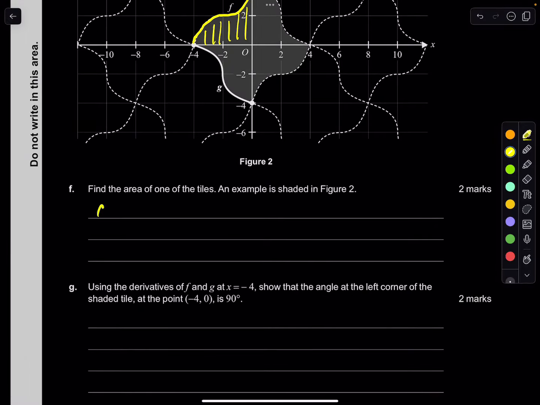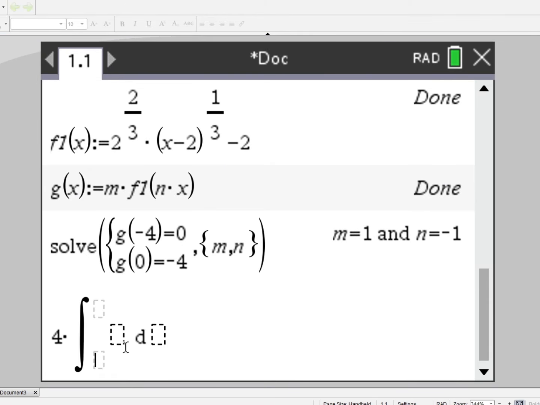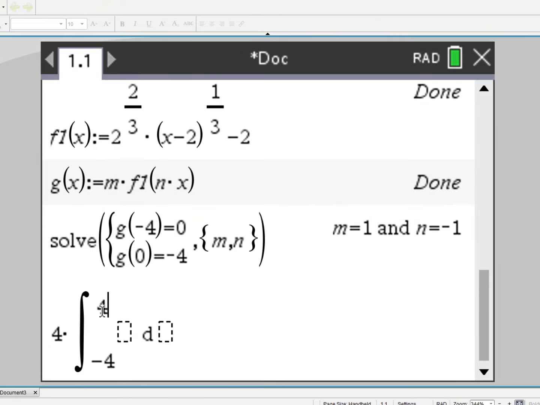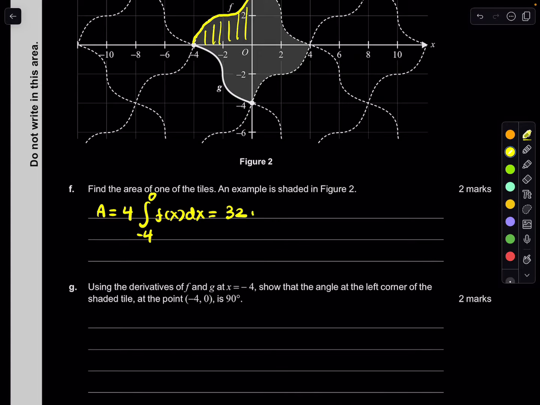Okay, so area is 4 times the integral from negative 4 to 0 of f of x dx. Let's write that down now, Cass. 4 times the integral, negative 4 to 0, sorry, of f of x dx. Enter. 32. So that's your answer. So write 32 units squared.